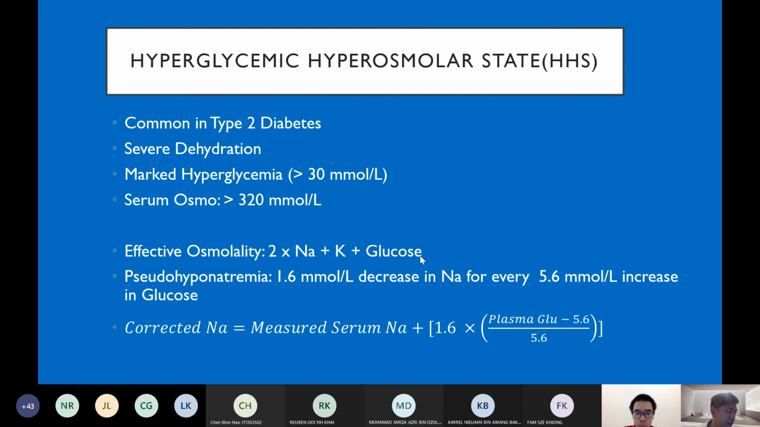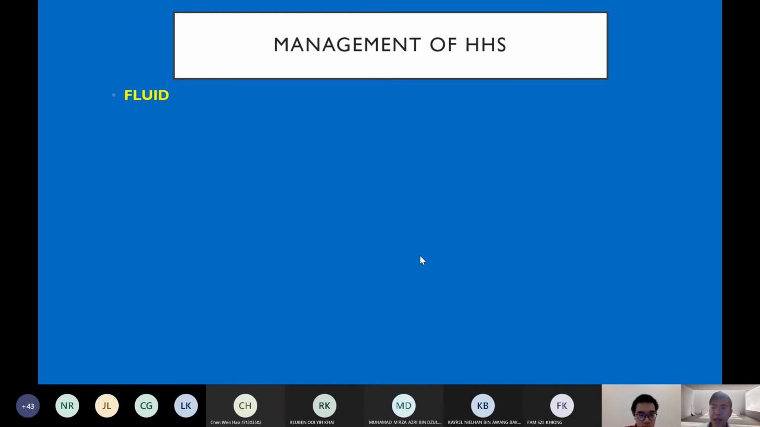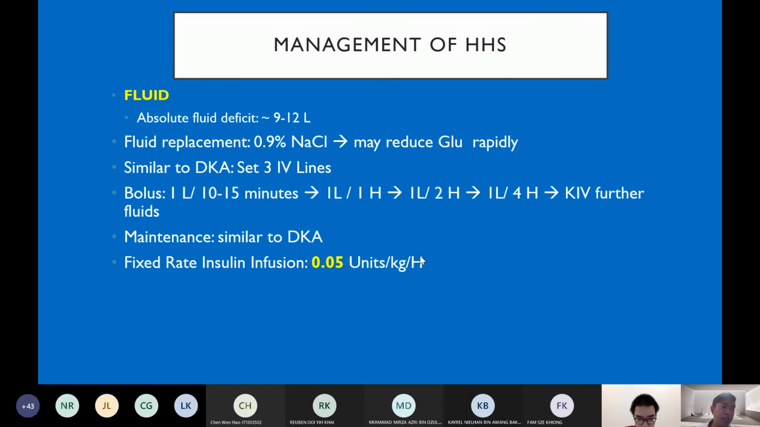Any questions so far? If no questions, I'll move on to management of HHS. Very similar to management of DKA. You just need to remember that in HHS, the fluid deficit is higher compared to patients with DKA. Their fluid deficit is around 9 to 12 liters.